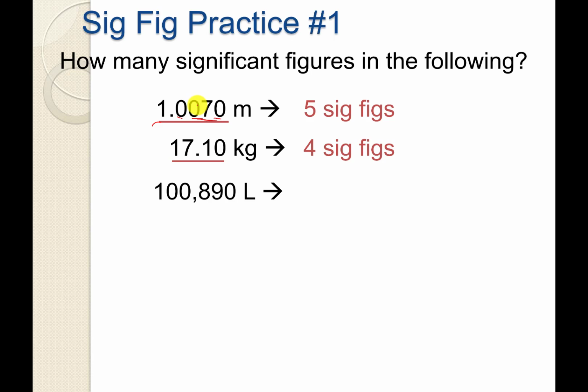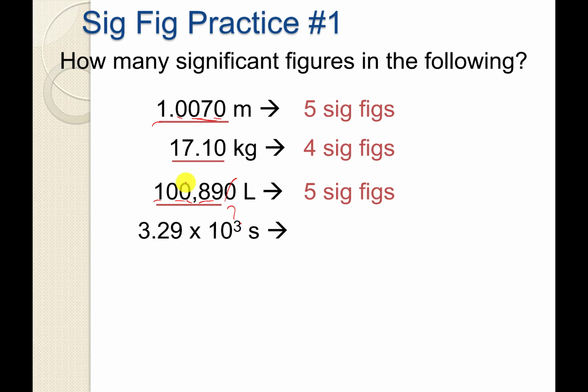Okay, this one is a case where you obviously have 1, 2, 3 non-zero digits, then you have 2 captive zeros, those are both significant, and then we have the question of this last one. Trailing zeros are only significant if you have a decimal. You do not have a decimal here, therefore that is not significant. You only have 1, 2, 3, 4, 5. That is correct.